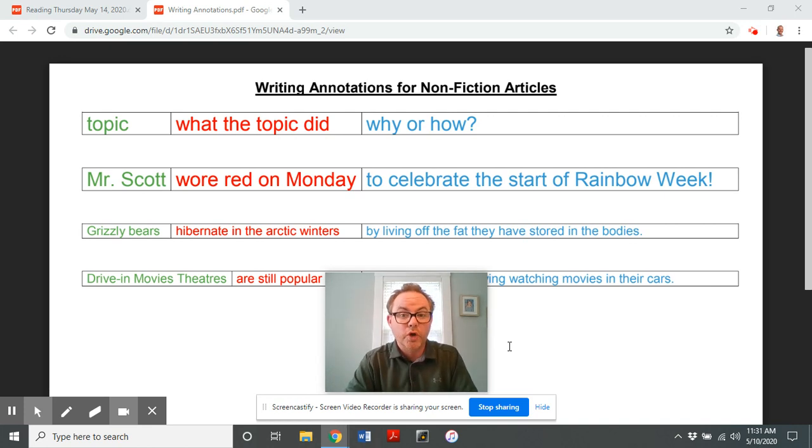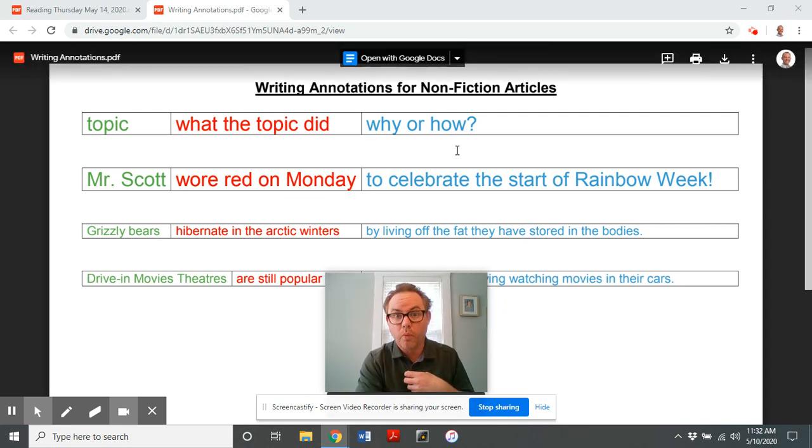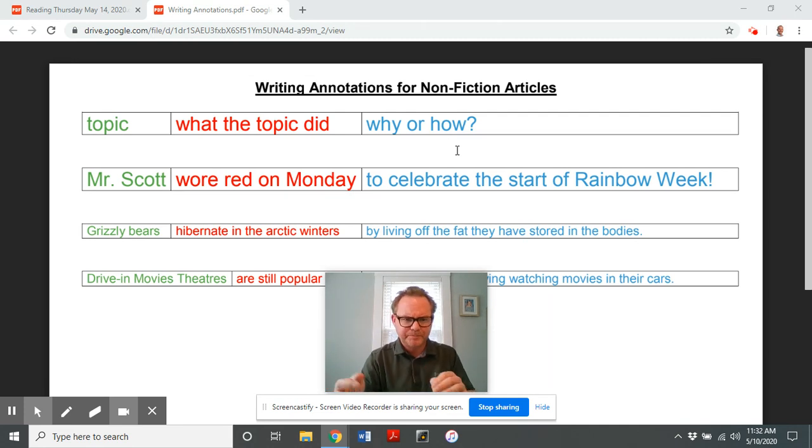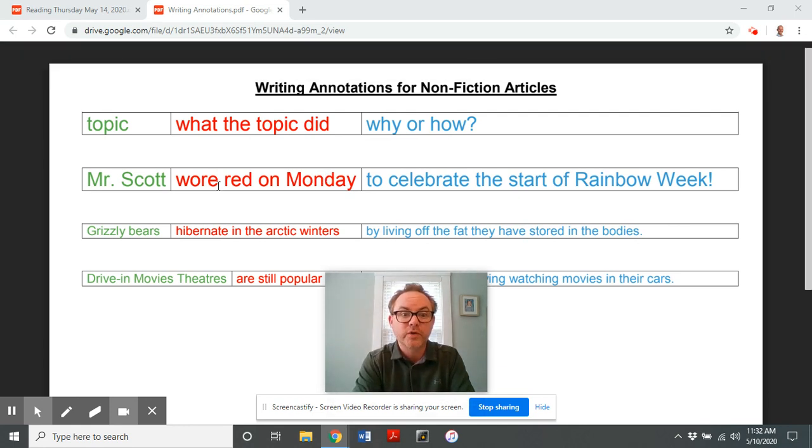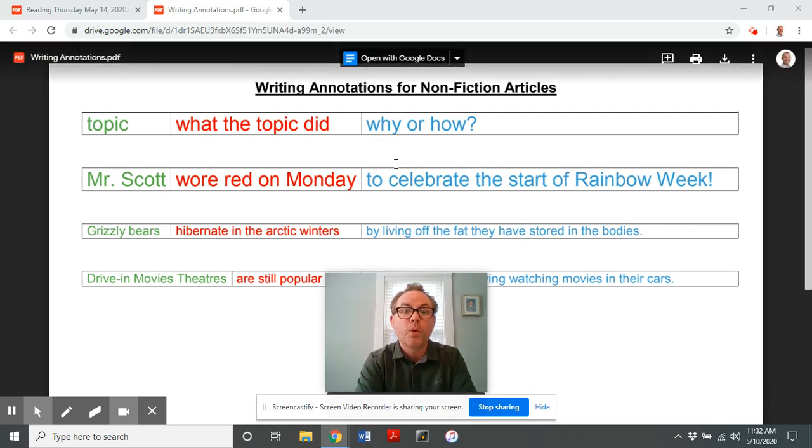Writing annotations for nonfiction articles. First, you start with the topic. Whatever the article may be, that can always be the beginning of any one of your annotations. Then next, what the topic did. Again, this is the predicate of the sentence. It includes the verb. And then finally, the last piece is how or why. Why is that important? Here's an example. Mr. Scott, that's the topic, wore red on Monday. That's what he did. It includes the verb wore, part of the predicate. Why? To celebrate the start of Rainbow Week.